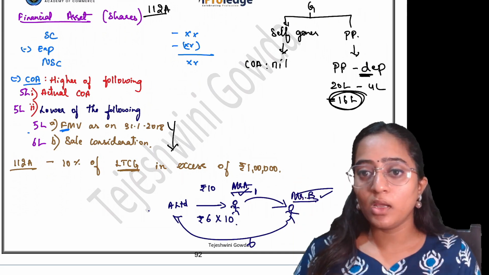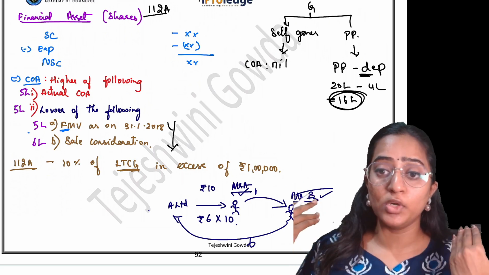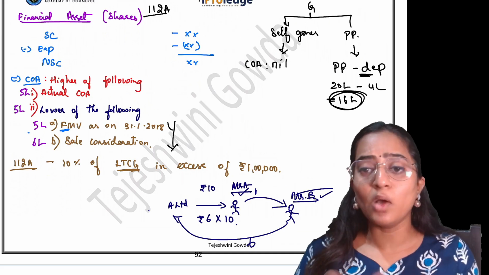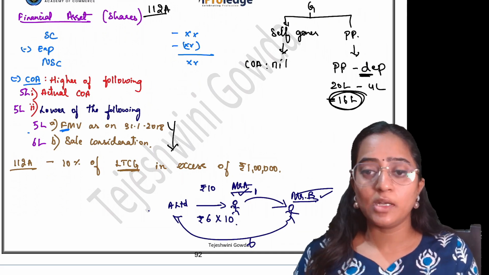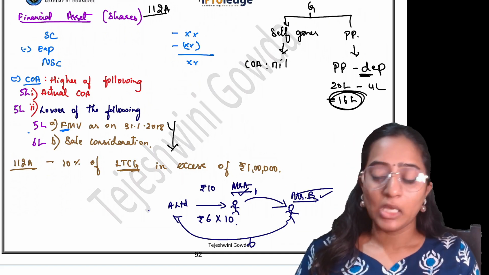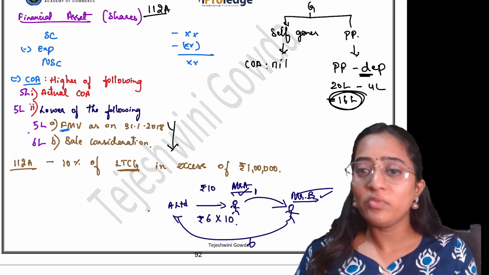People started crying. "Arey, what? Before it was exempted. If I knew it before, I would have sold. I would have got my entire capital gain exempted. Now, whatever is happening, it's going to result in a problem. I have to pay the long-term capital gain tax." People started panicking. So now, what the department told is that, "Arey, don't worry.